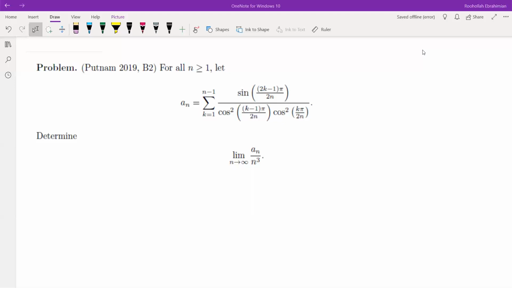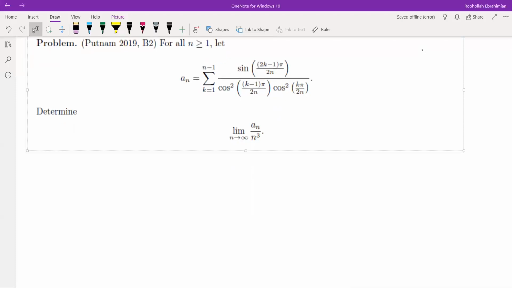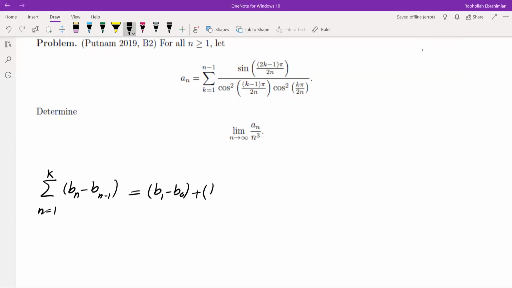So first, let me quickly tell you what a telescoping sum is. If you can write your sum as the sum of b_n minus b_(n-1), n going from 1 to some k, it means you have b_1 minus b_0, plus b_2 minus b_1, and so on, plus b_k minus b_(k-1). If you take the difference of these, basically all of the terms cancel except for the last term and the first term. So you get b_k minus b_0. That kind of sum is called a telescoping sum.